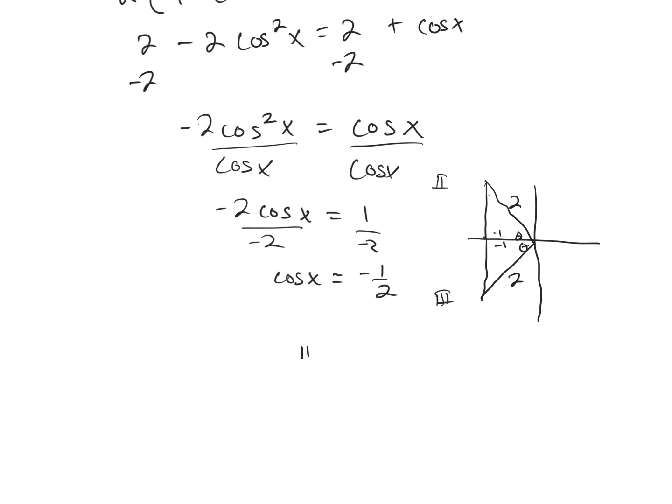Well, not pi over 3, but pi over 3 is the reference angle. So it makes it 2 pi over 3, which is here, which is the first one, 2 pi over 3. And the next one is 4 pi over 3, because we have pi minus pi over 3 and pi plus pi over 3, and those would be my answers.